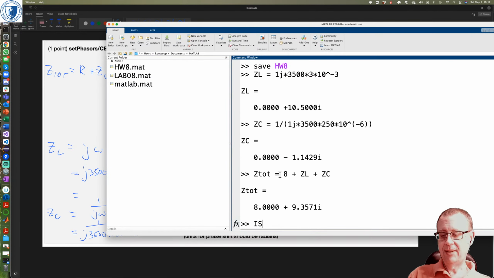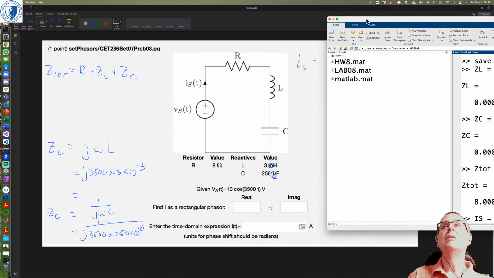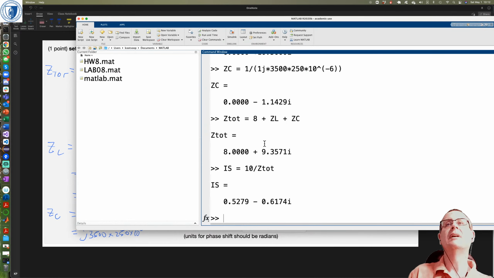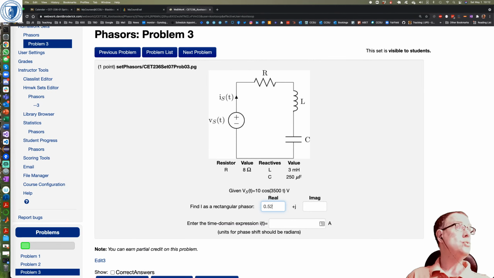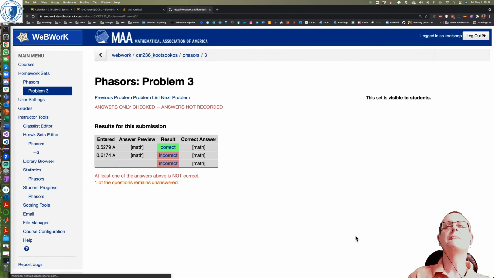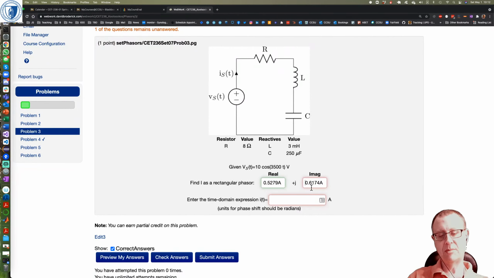IS, so IS is equal to, what was the voltage again? VS is 10, and the angle was 0, so it's just 10, divided by Z tot. Okay, so there's our IS, and it wanted it as a rectangular phasor, so let's see if that works. 0.5279 and 0.6174, and I wonder if we need amps in both or whether it wants amps at all. Let's just check. Oh, I forgot to put the minus sign in for the imaginary part there, sorry.